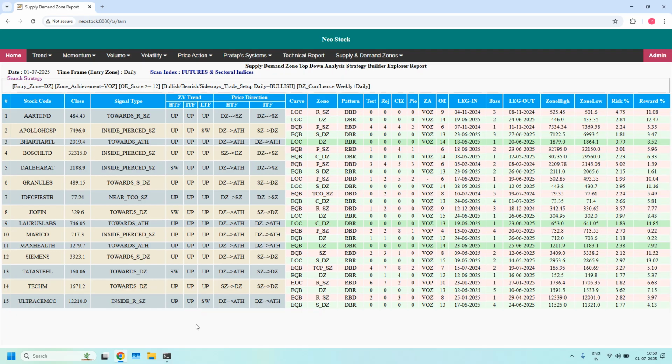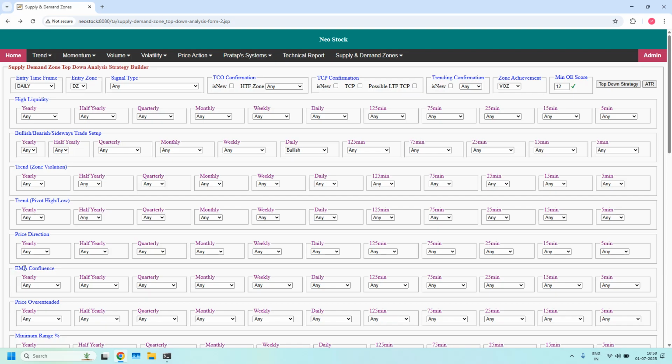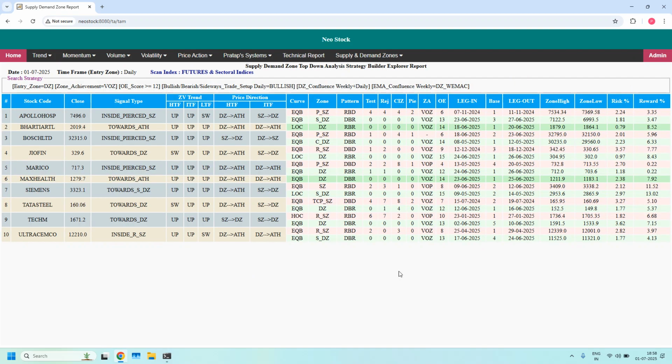We can further filter weekly demand zone with weekly EMA confluence. Because daily is overlapped with weekly, those daily demand zones might have even much stronger institutional order flows. So let's further filter based on weekly EMA confluence, because weekly trend is uptrend. So weekly demand zone with weekly EMA confluence filter is enabled. Now after applying the filter, 10 stocks are filtered. That way these 10 daily demand zones might have strong institutional order flows. The probability of success could be higher.